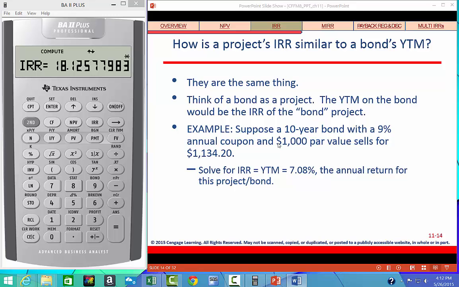I think here's an example. A 10-year bond with a 9% annual coupon, $1,000 par value sells for $1,134.2. You solve for the yield to maturity of 7.08%. That means that is the rate that makes the 9% coupon, the $90 coupons for 10 years and the $1,000 received at year 10, when you discount all that back, that is exactly equal to 1134.2 if you use 7.08%. So they're the same thing.